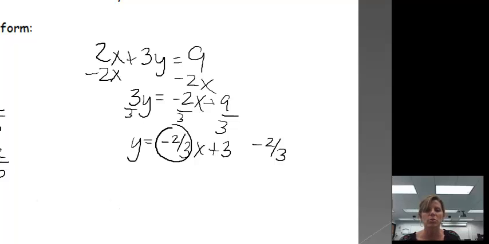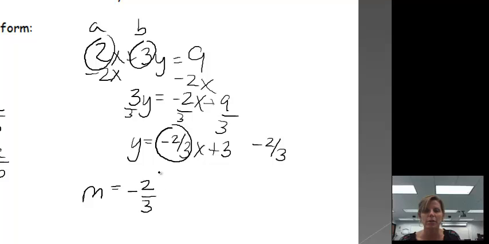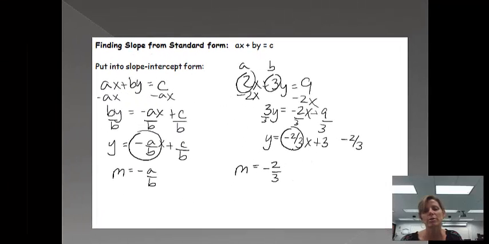Using the shortcut, I found over here in the general equation that my slope was always just going to be the opposite of a over b. So you notice in this problem, the 2 was the a and the 3 was the b. So my slope is just the opposite of a over b. So notice very quickly I was able to find that slope, but either way we'll do it.